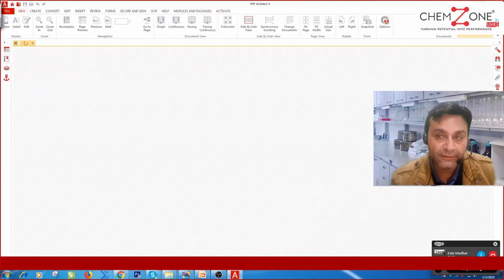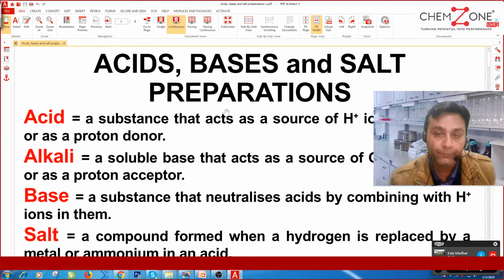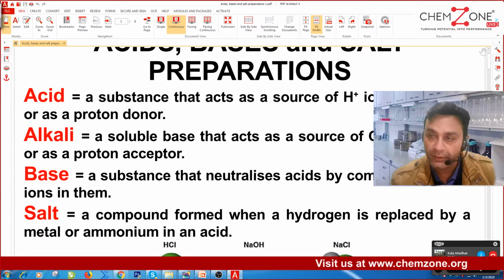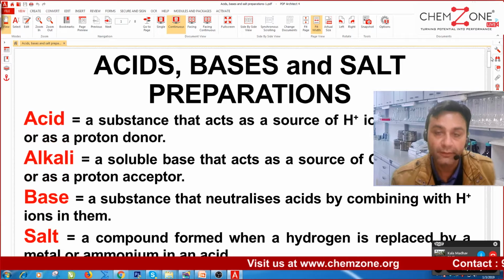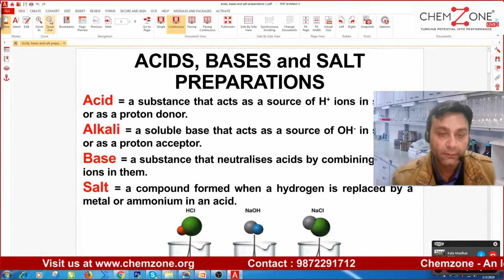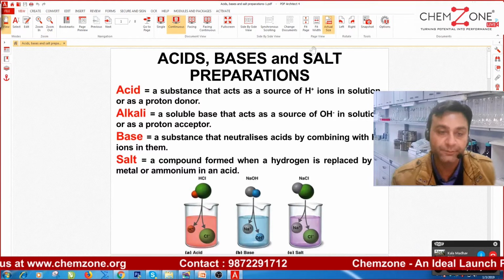Can you see my screen? Yeah, it's just loading. I think we had done this topic before. I'm not sure. Okay, we continue, right? How to increase the size? Okay, this is better.